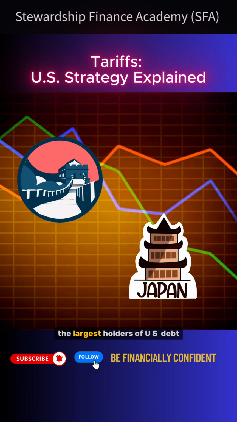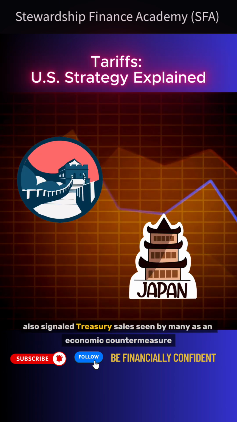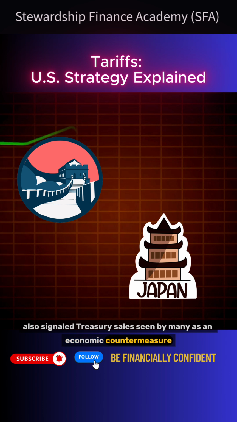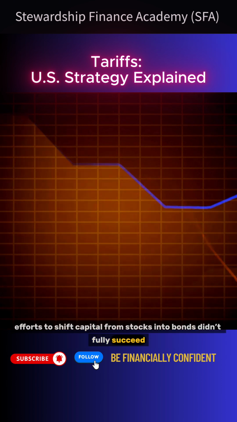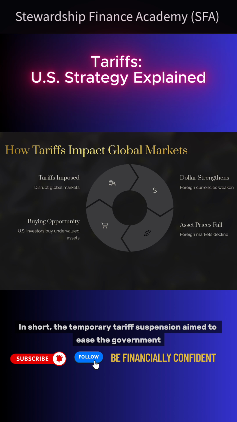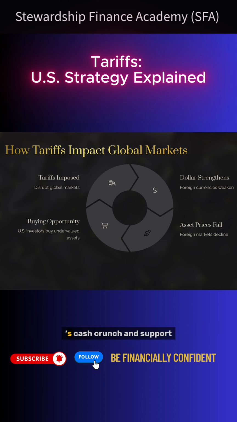China and Japan, the largest holders of U.S. debt, also signaled Treasury sales, seen by many as an economic countermeasure. As a result, efforts to shift capital from stocks into bonds didn't fully succeed. In short, the temporary tariff suspension aimed to ease the government's cash crunch and support Treasury prices.